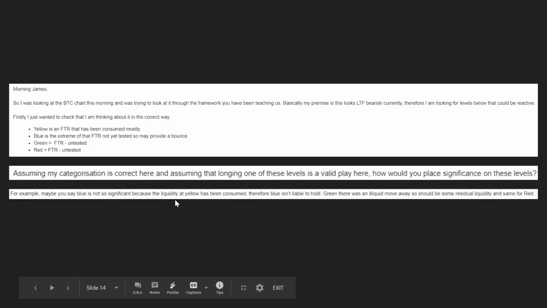So this is your question, Alex. I was looking at the Bitcoin chart this morning, was trying to look at it through the framework you've been teaching us. Basically, my premise is this looks low time frame bearish currently. Therefore, I'm looking for levels below that could be reactive. This is just a key. Assuming my categorization is correct here, and assuming that longing one of these levels is a valid play here, how would you place significance on these levels?